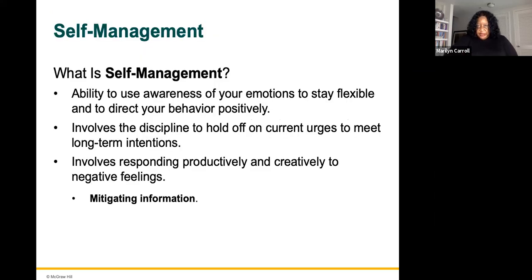So you may be wondering, well, Dr. Carroll, what is self-management? Well, it is the ability to use your awareness of your emotions to stay flexible and to direct your behavior positively. It involves the discipline to hold off on current urges to meet long-term intentions. And it involves responding productively and creatively to negative feelings.